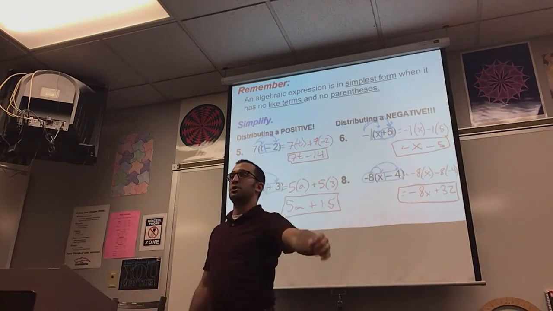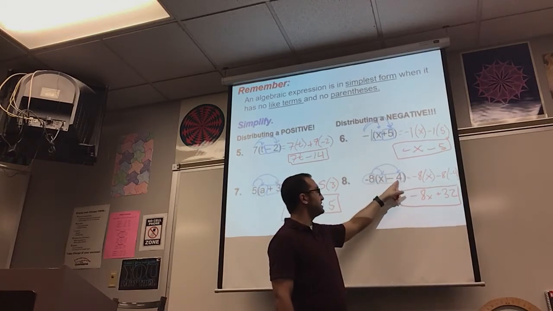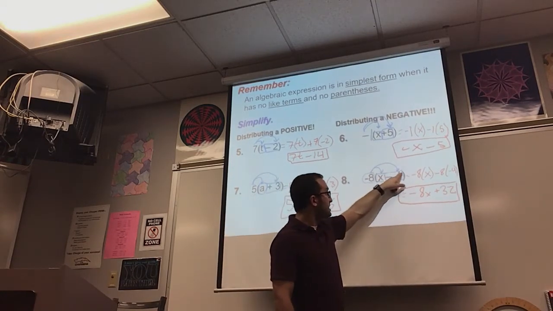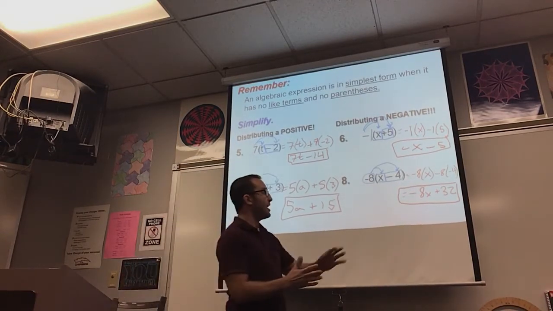It's all about multiplying terms. A times B and A times C. C is not 4, C is negative 4. The second term in the parentheses is negative 4. So you should write down exactly that.